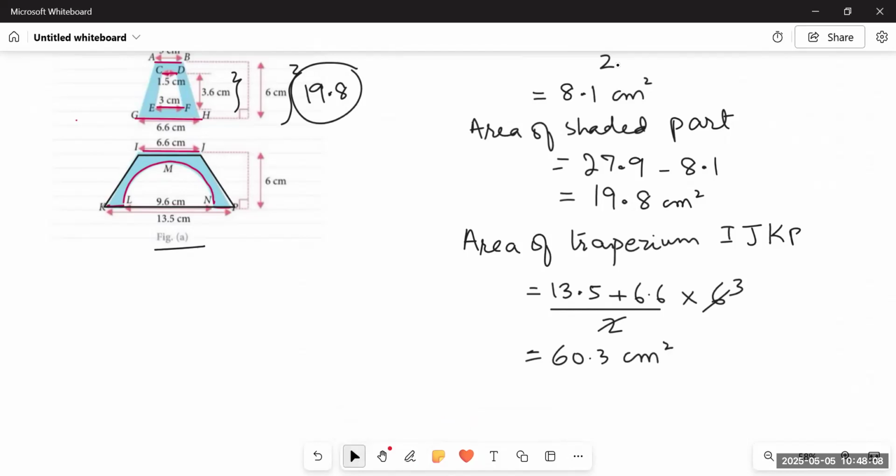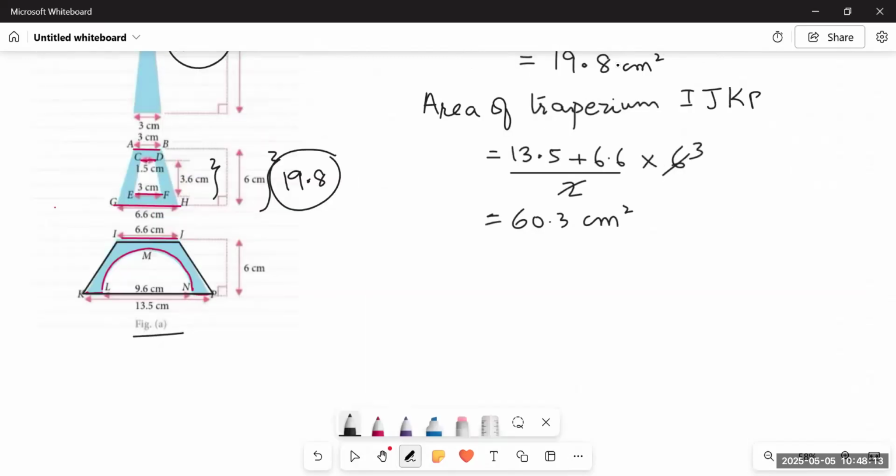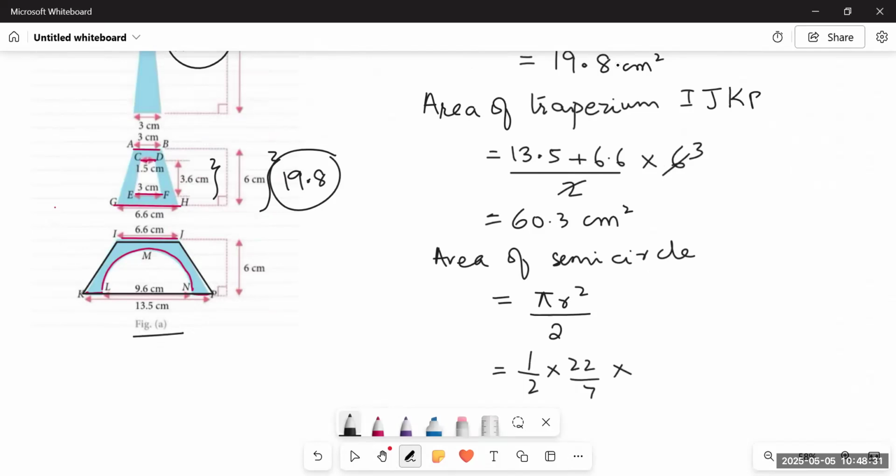But we have to subtract the area of the semicircle as well from here. So we will find the area of the semicircle. We'll use the formula of it, that is pi r square upon 2. Or you can write it as half multiplied by 22 upon 7 multiplied by r square.